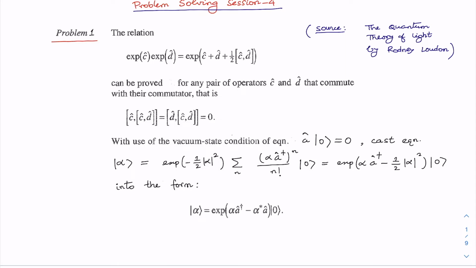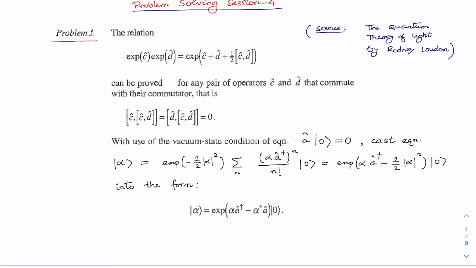Welcome to problem solving session number 4. In this problem solving session, we are going to solve problems on the squeeze states, coherence states, and even quantization of electromagnetic fields. Most of the problems I have picked up from the classic book, The Quantum Theory of Light by Rodney Loudon. So let us solve the first problem.